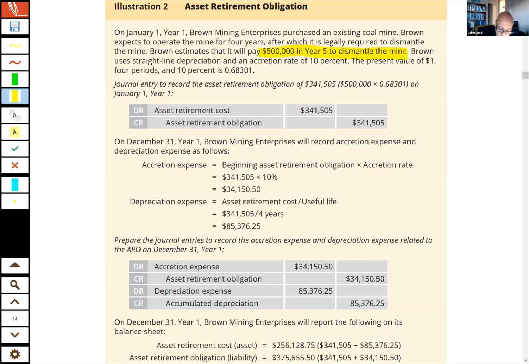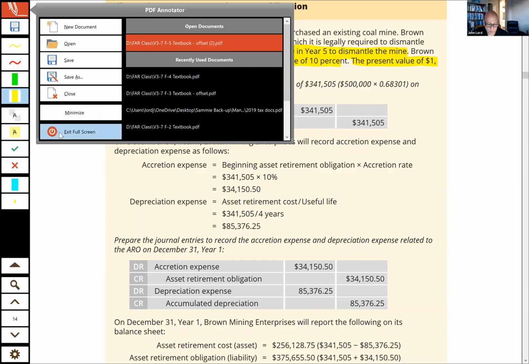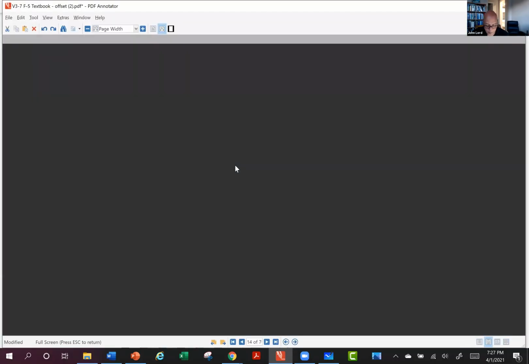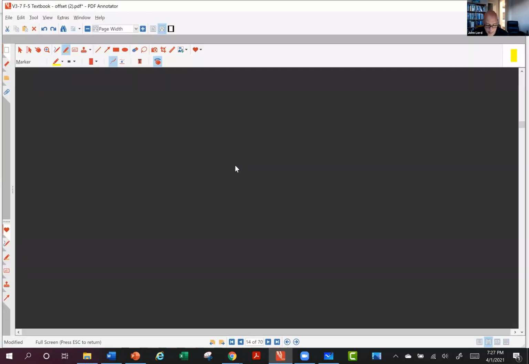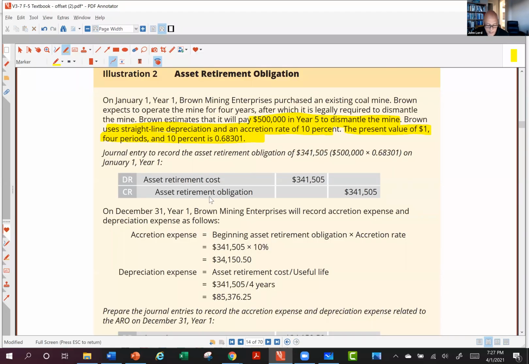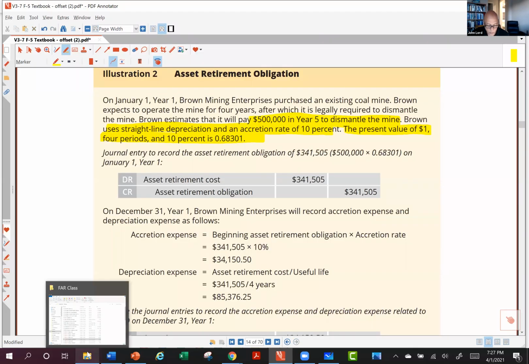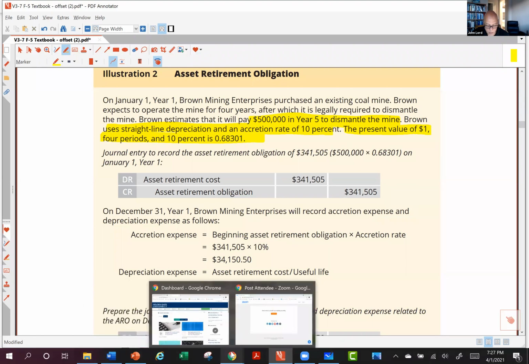Brown uses straight line depreciation and an accretion rate of 10%. The present value of $1 for 4 periods at 10% is 0.68301. Now, let's stop for a second. Okay. And let's practice with the present value table.